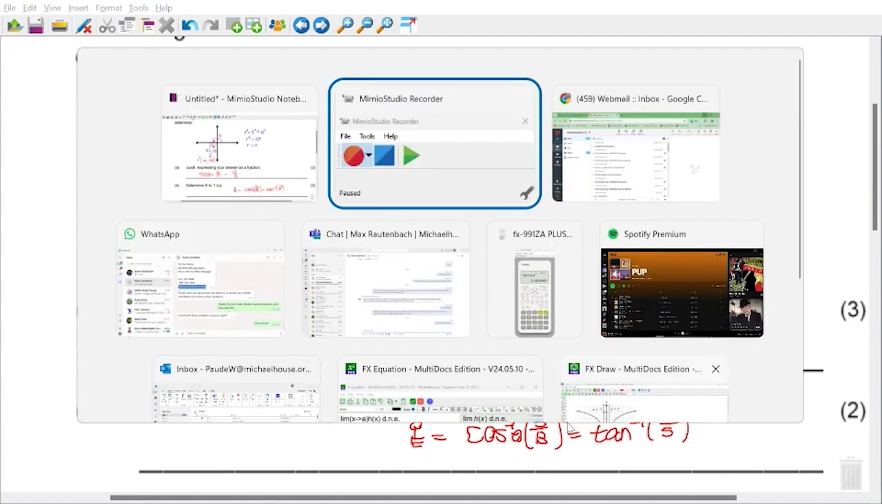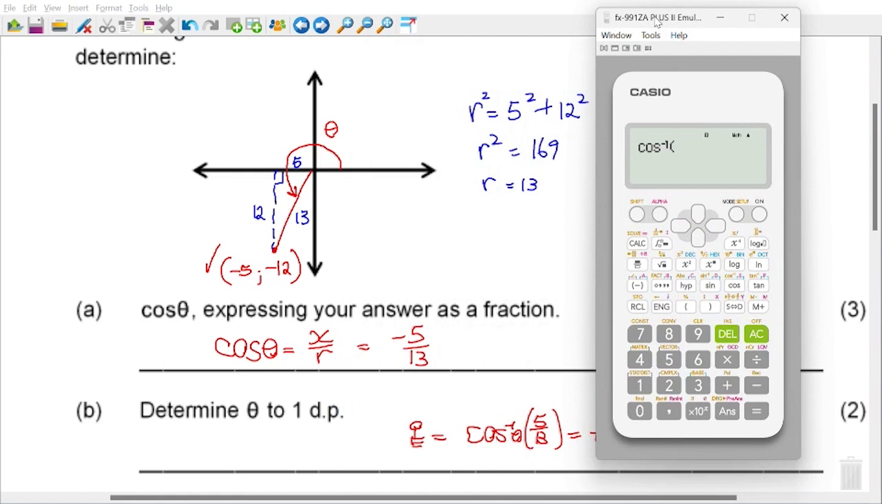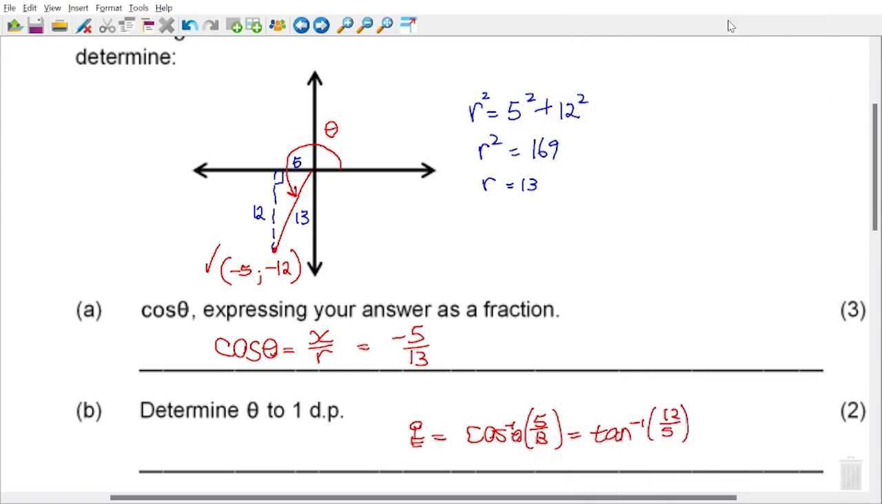When I undo, let's find the calculator. When I undo shift cos of 5 over 13, I get about 67,4 degrees. When I undo tan, shift tan of 12 over 5, I get exactly the same number, 67,4 degrees. That is not the answer, it is the key, 67,4 degrees. The key to finding a key is that we do not put the negative value in.